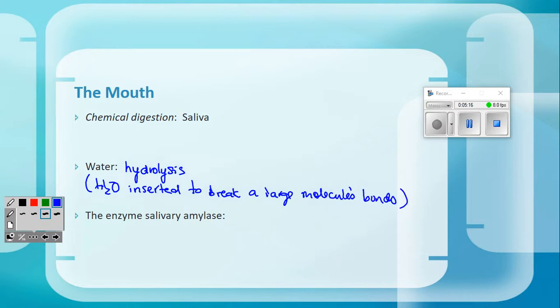So notice how my terminology shifted. I didn't say I was breaking the food into just smaller pieces. We're actually breaking the bonds, chemical bonds here, and that's the difference between chemical and physical digestion. Chemical digestion means I'm affecting the bonds in the molecule. Physical digestion means I have a chunk of food and now it's a smaller chunk of food.